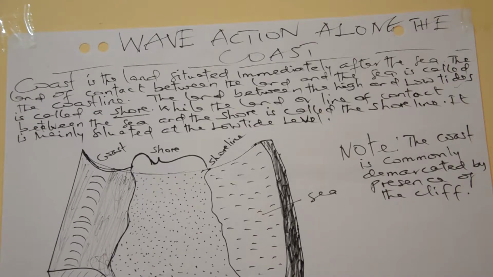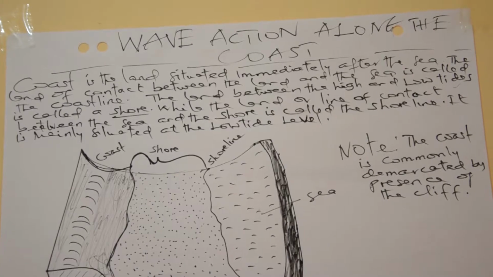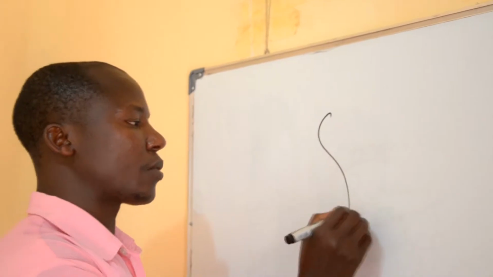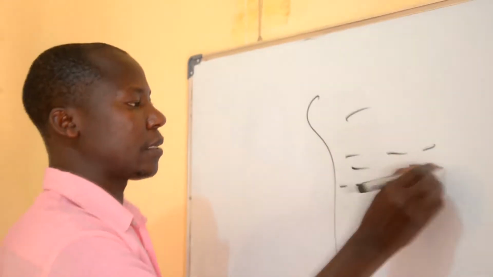Hence, the line of contact between the land and the sea is called the coastline. Here, you have to know the meaning of coast and the coastline. Coast, this is the land after the sea or after the ocean. But the line which separates the land and the sea is called coastline. Therefore, you have to remind yourself.